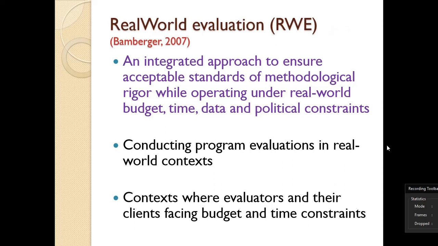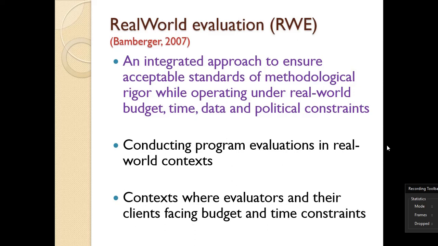So Bamberger looks at it as an integrated approach to ensure acceptable standards of methodological rigor while operating under these real world budget, time, data, and political constraints. The argument is that the evaluation must be done considering those real world constraints that in most cases influence whether effectiveness of a certain intervention is achieved. So the context is where evaluators and their clients face budget and time constraints. We all know that in most of our organizations where we work, for those who work, the main constraint is always budget. Budget for evaluation is never there.